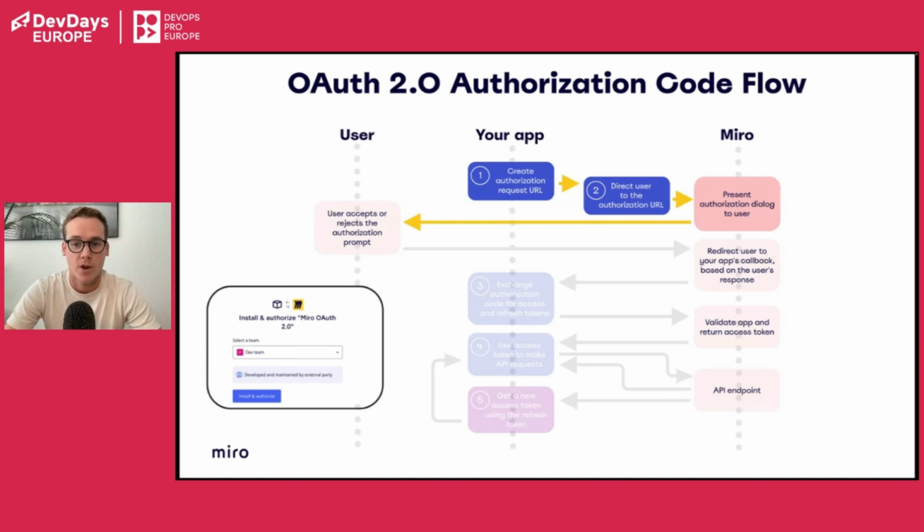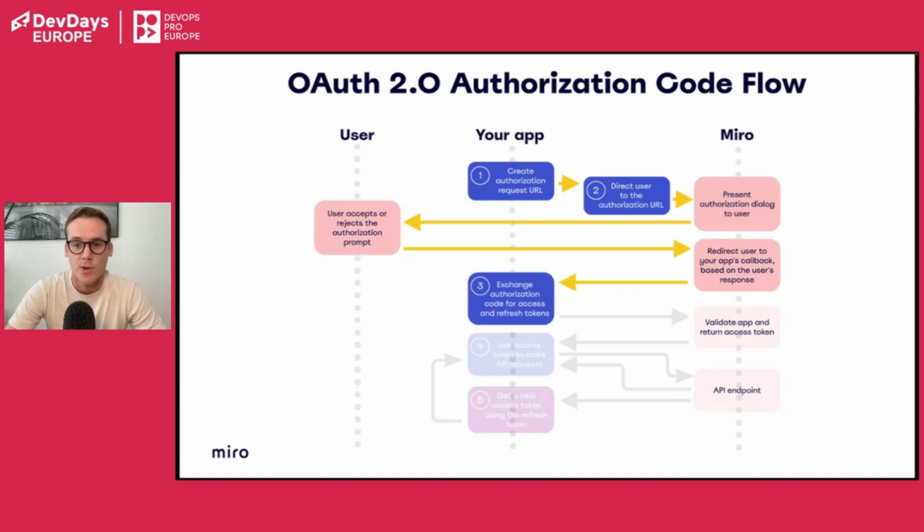Next, we're going to direct our user to this URL, and they're presented with an authorization screen. So it might say something like install and authorize. When the user accepts this prompt and authorizes the app, they'll be redirected to your app's callback URL. This callback URL will contain an authorization code parameter, which your app will exchange for an access token and refresh token pair. So the access token is what will be used to authorize requests to the REST API.